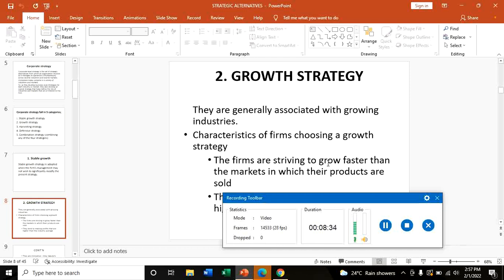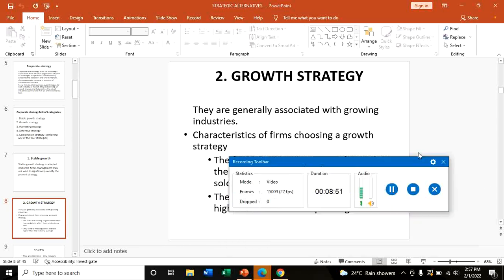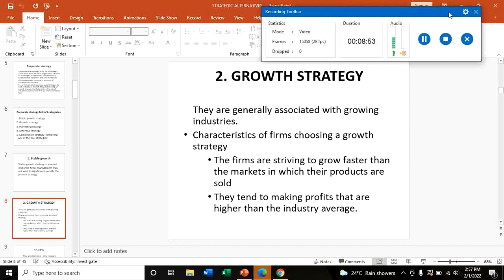They are generally associated with growing industries. Take note. So find out which stage your company is at. Are they in introduction? Are they in maturity? If they are growing, then this is the strategy for your company. And what happens here? Characteristics of this growing or growth strategy are as follows.